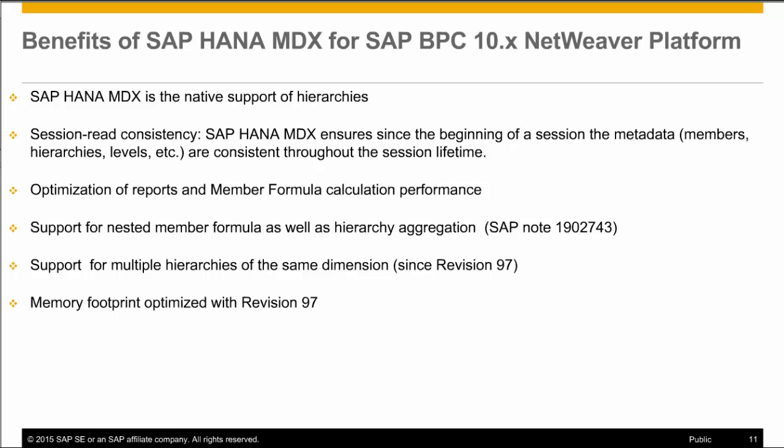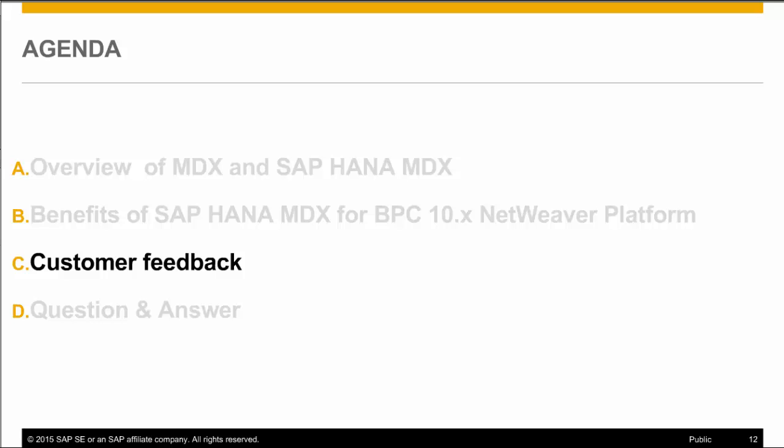Please note that all of these improvements are now included in revision 97. And there is an SAP note I can state here, 1902743. For additional information, if you want to see more about the member formula improvement, the nested member formula improvement, you may check this SAP note. So we have the customer feedback here. As I mentioned already, Christophe, my team member, is going to provide his experience and customer feedback on this topic.